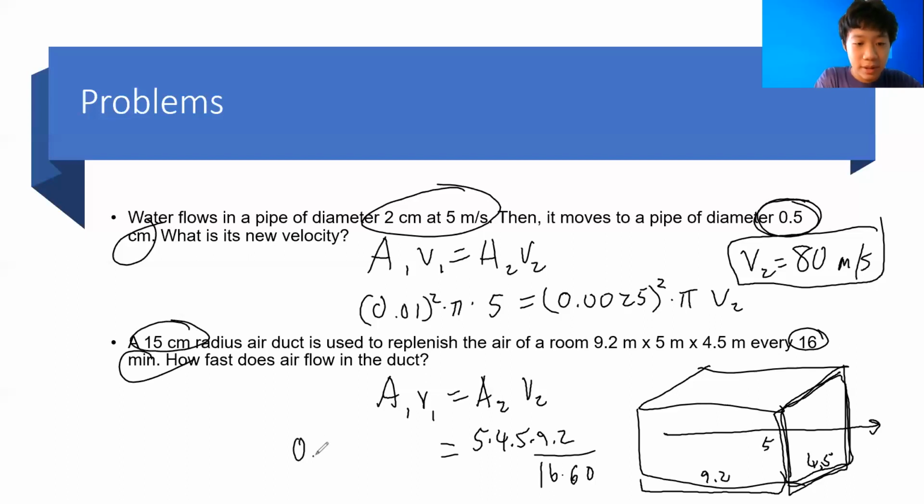Same thing, we got 0.075 squared times pi times v1. All right, so now we've got only v1 in our equation, and we can just solve. So let me solve it for 1 second. 5 times 4.5 times 9.2 divided by 16 divided by 60 divided by pi divided by 0.075 divided by 0.075, and you should get v1. Hold up a second. I think v1 should be around 3 meters per second. All right.